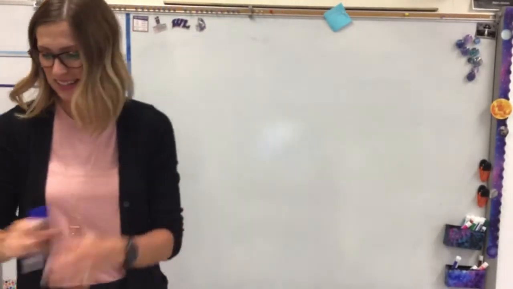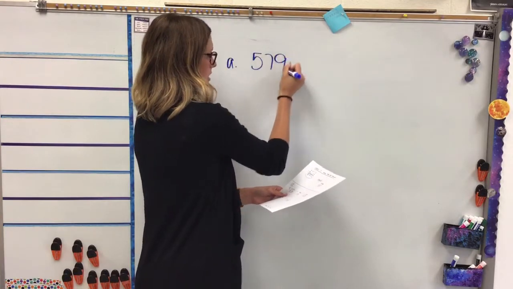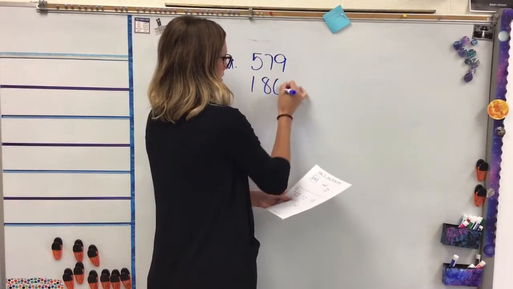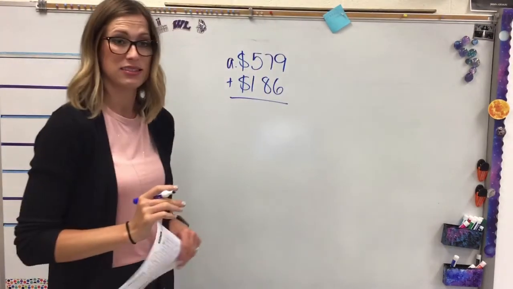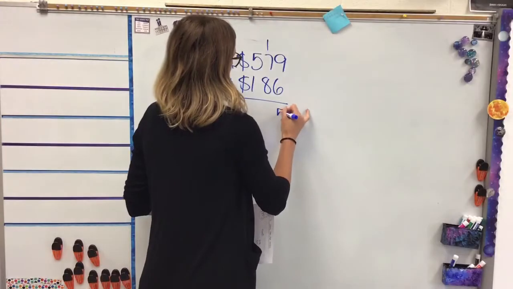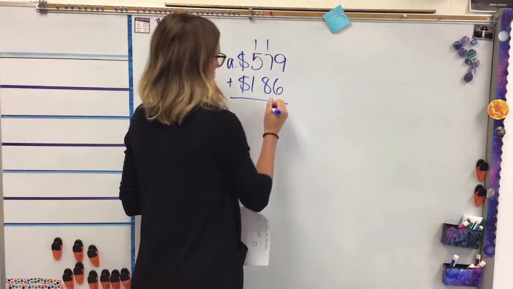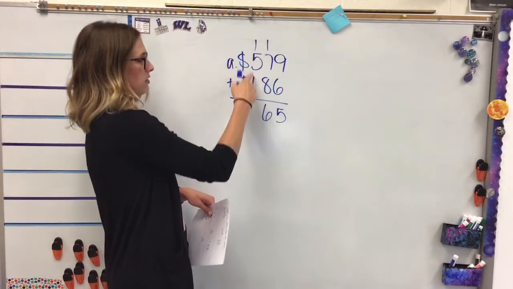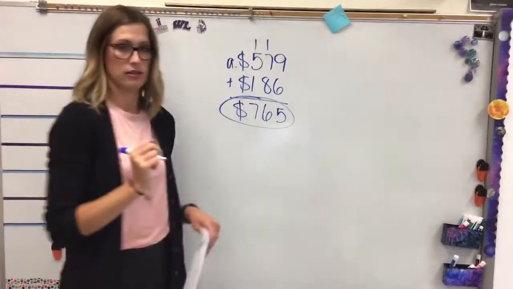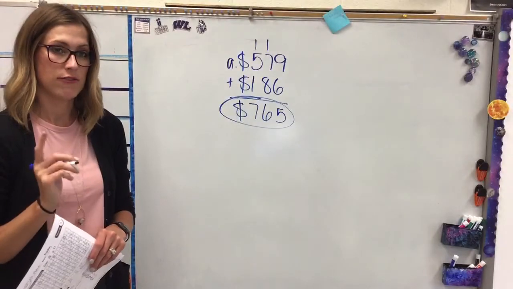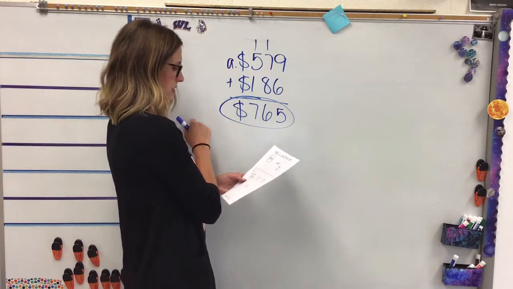All right, lesson practice A says $579 plus $186. 9 plus 6. 9 plus 6 is 15. 1 goes up, 5 comes down. 7 plus 8 is 15, plus 1 more is 16. 1 goes up, 6 comes down. 1 plus 1 is 2, plus 5 more is 7, so we get $765. Double check yours. If you did not get the same answer as me, go back and double check your work, look at what I did, and see how yours was different.